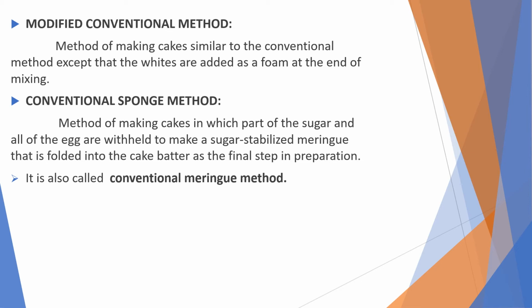What is the conventional sponge method? Method of making cakes in which part of the sugar and all of the eggs are withheld to make a sugar stabilized meringue that is folded into the cake batter as the final step in preparation. It is also called the conventional meringue method.